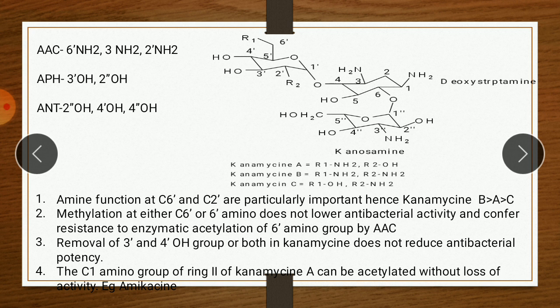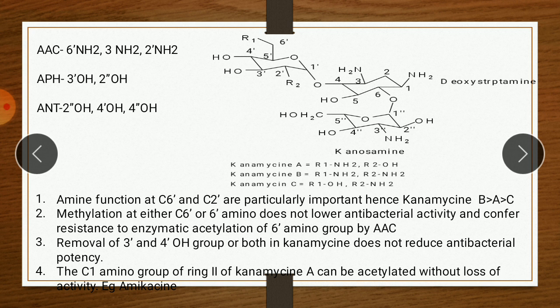In case of kanamycin C, it also contains 1 amino group, but it is on the R2 position. So amine function at carbon 6 dash and carbon 2 dash are important. Therefore kanamycin B is more potent than A and then it is more potent than C.